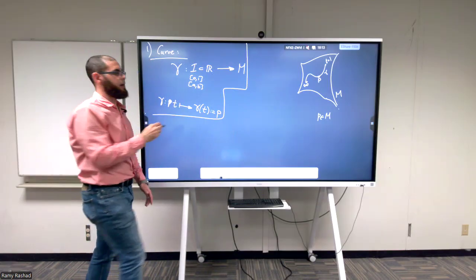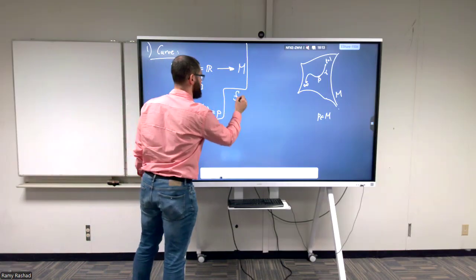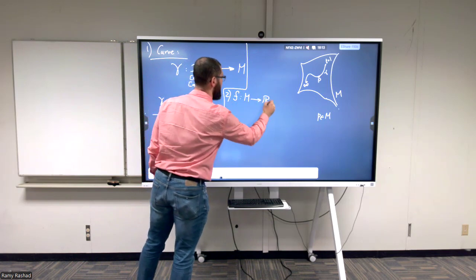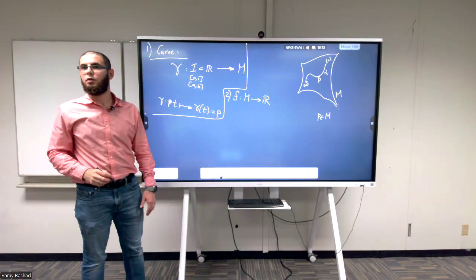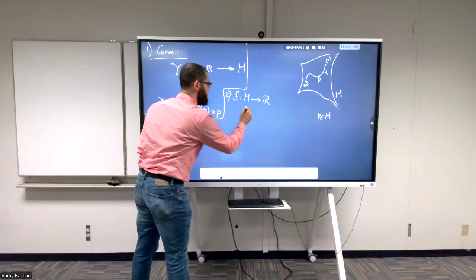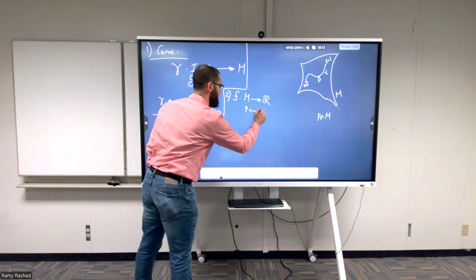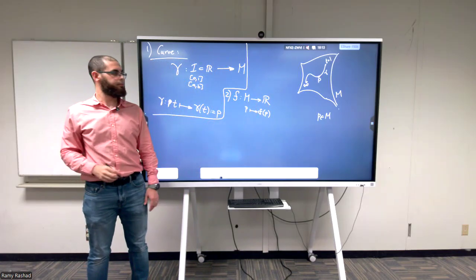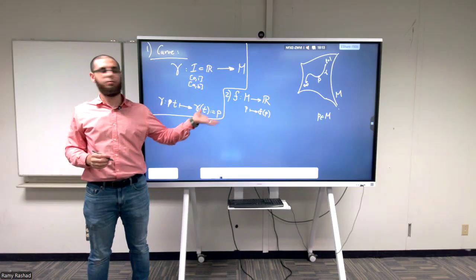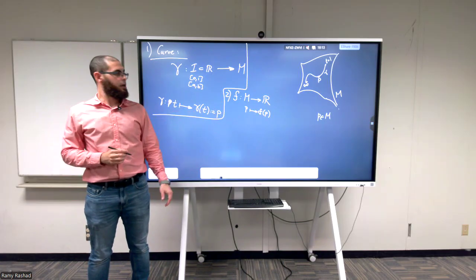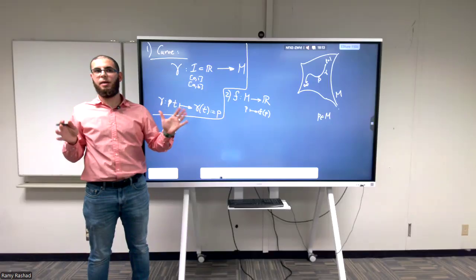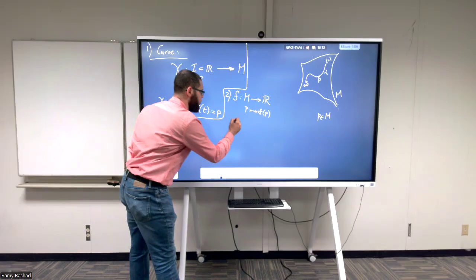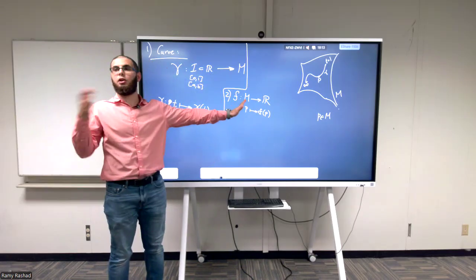So a function on the manifold, this is number 2. F is a map that goes from M to R, which means that it takes any point P, and F of P is a real number. So these are functions on the manifold. The set of all functions on the manifold usually has some standard notation. Again, F here is a function on the manifold.